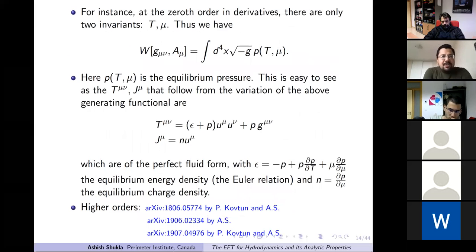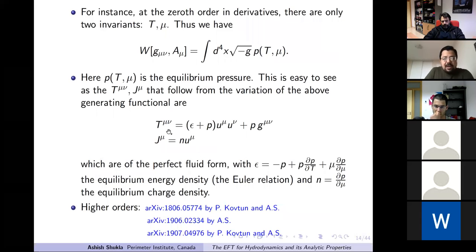Now let me give you a very simple example. Suppose we are working to 0th order in derivatives. At this order, there are only two invariants, the temperature T and the chemical potential mu. Thus, the generating functional to the 0th order is essentially some function P of temperature T and the chemical potential mu. It turns out that this function P is nothing but the equilibrium pressure of the system. It is easy to see that this is so because when I vary this generating functional with respect to the metric and the vector field A mu, I end up getting a stress tensor and a current which are of the perfect fluid form.